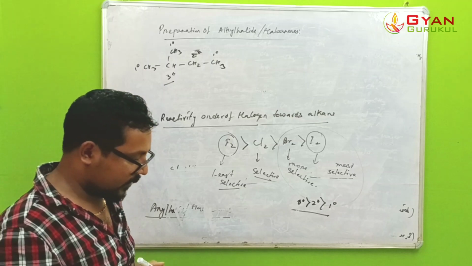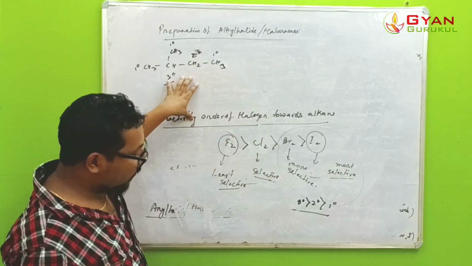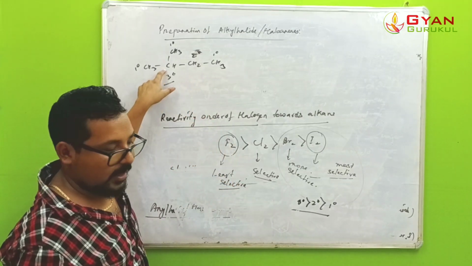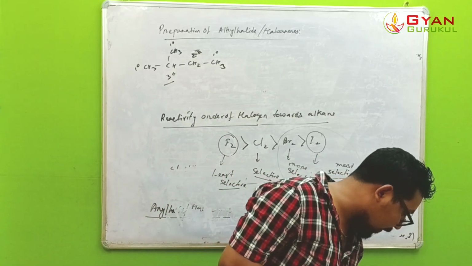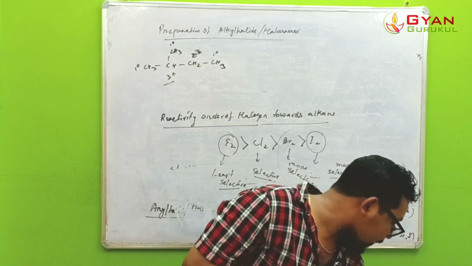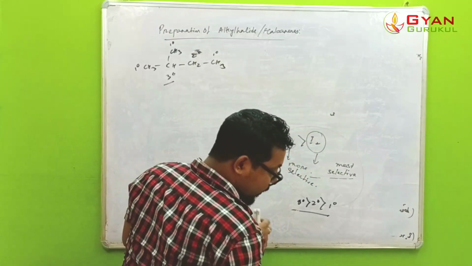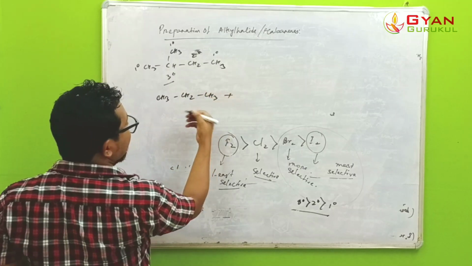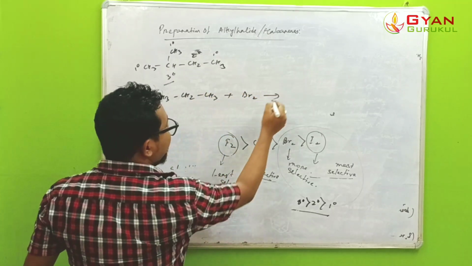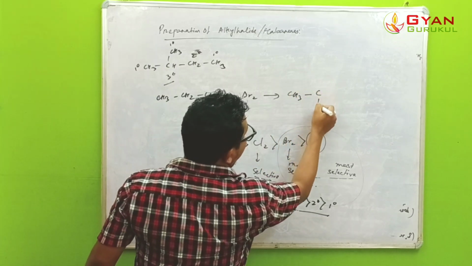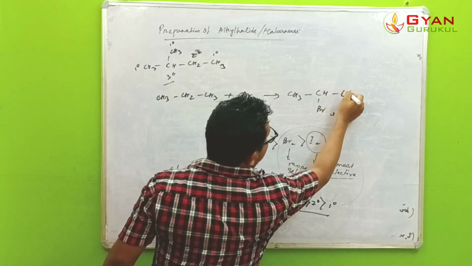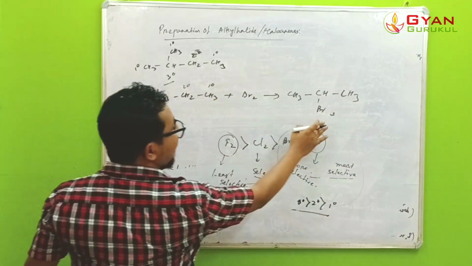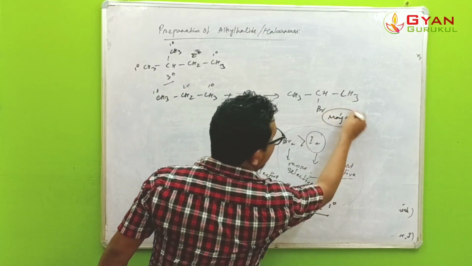Clear? That means suppose if I treat this with bromine, then what will be the major product here? Bromine will attack this carbon, and it will be the major product in case of bromine. This is an example, like CH3, CH2, CH3 is a very common example. When bromine is treated, which one will be the major product here? This one will be the major product because this is 2 degree, this is 1 degree, this is 1 degree, and this is the major product in case of bromine.